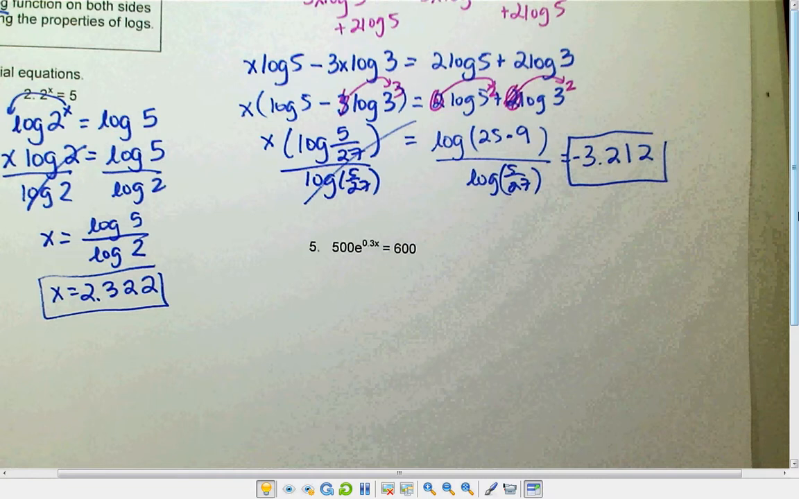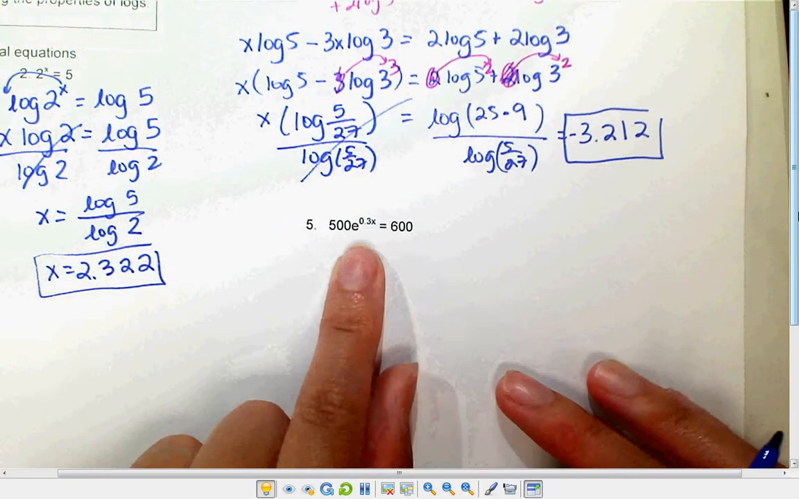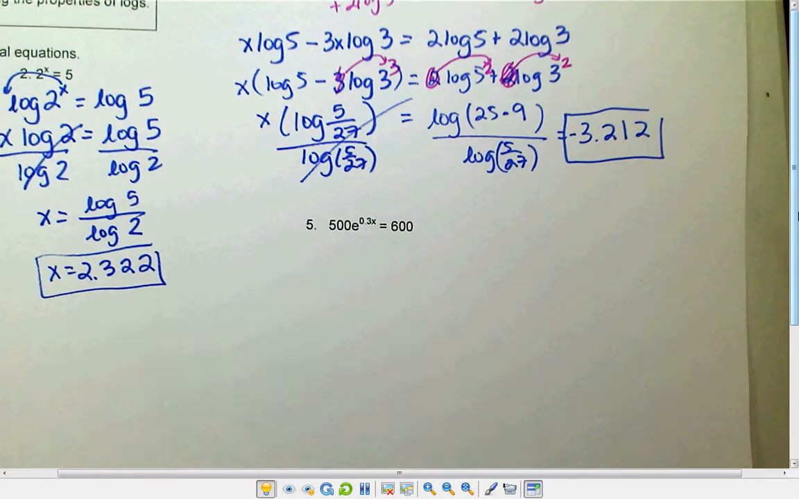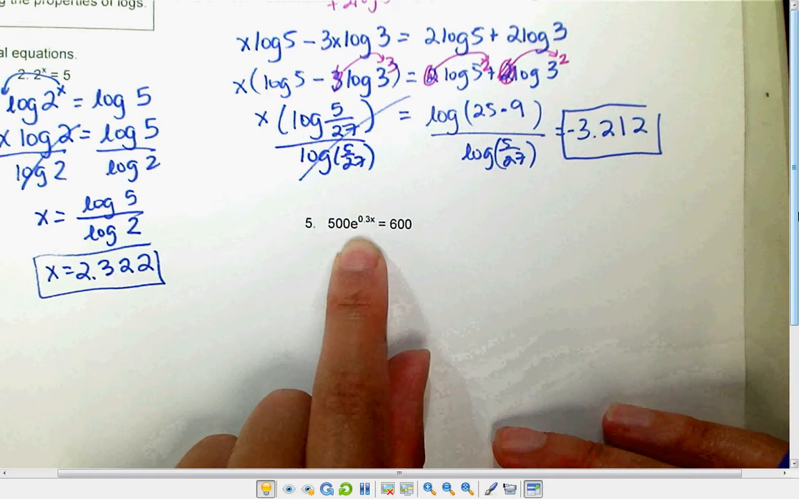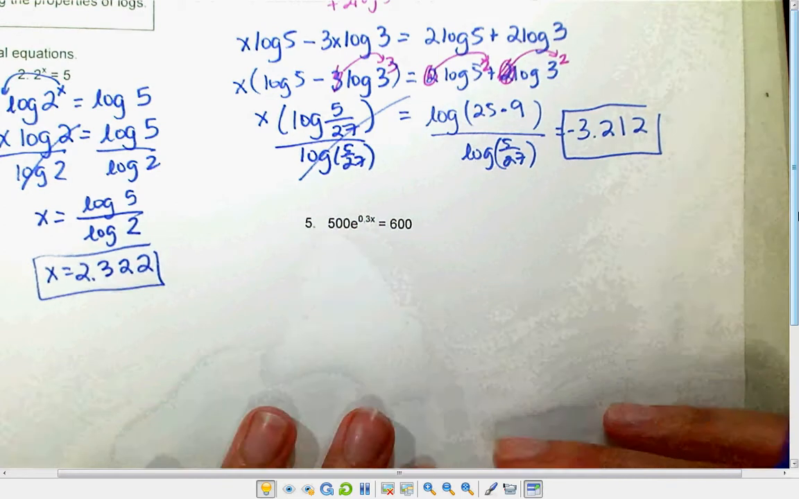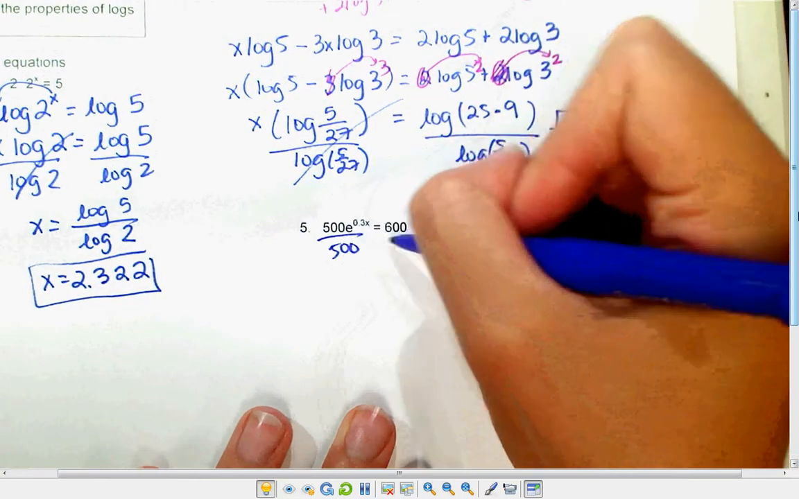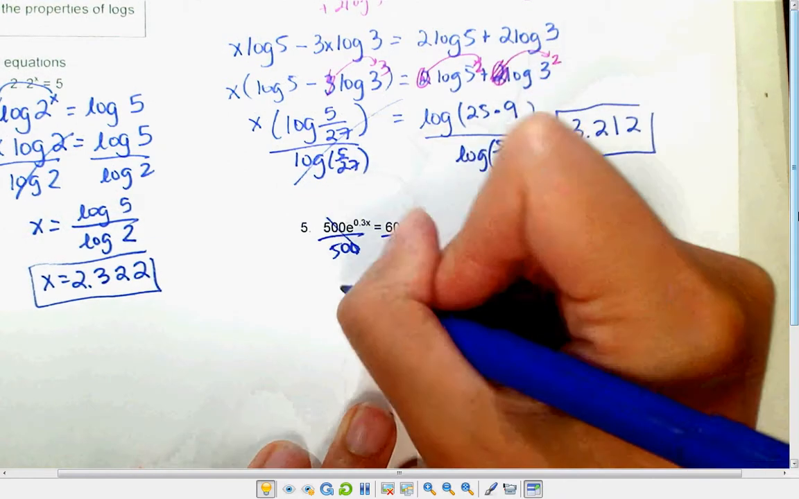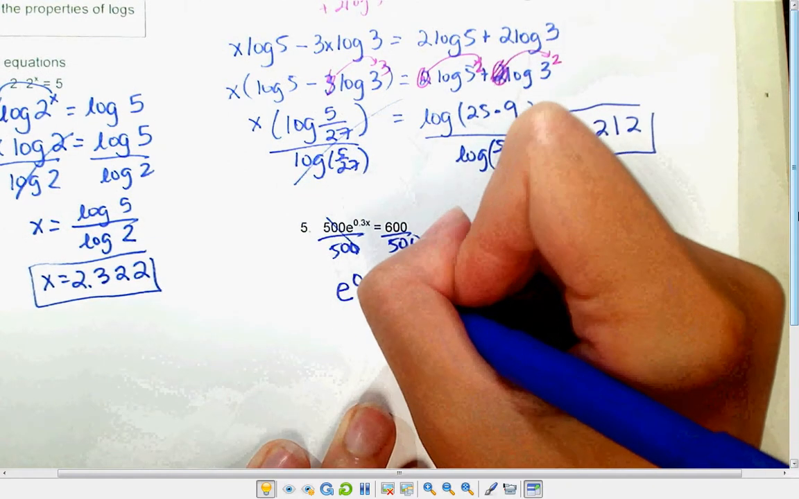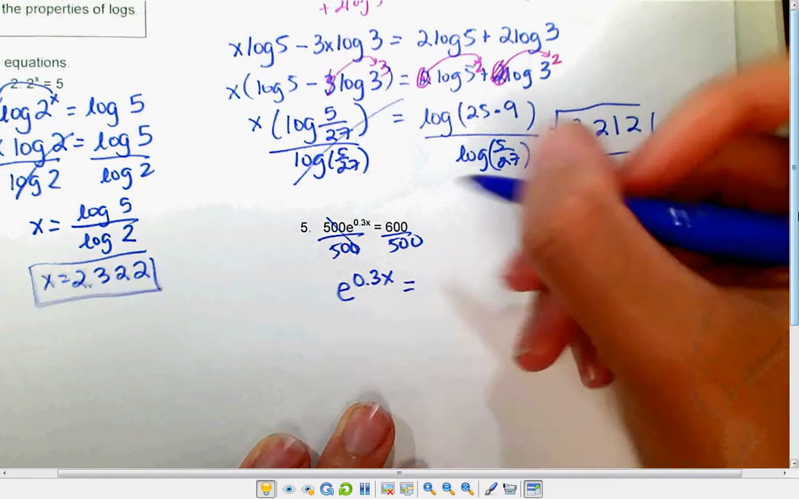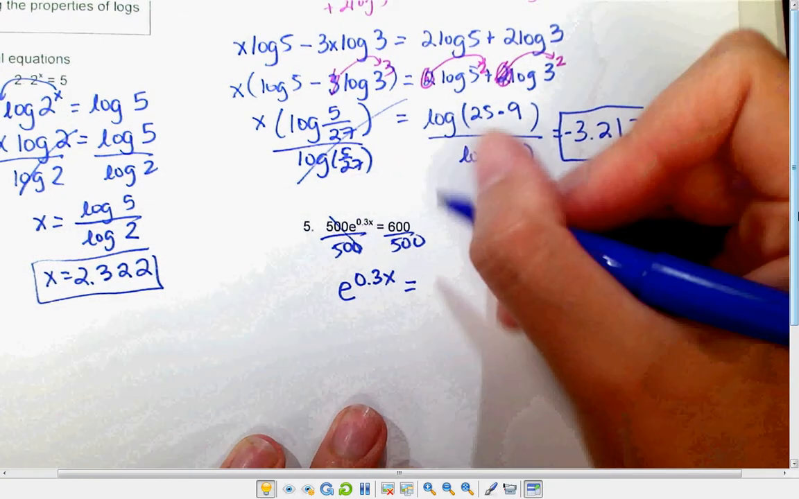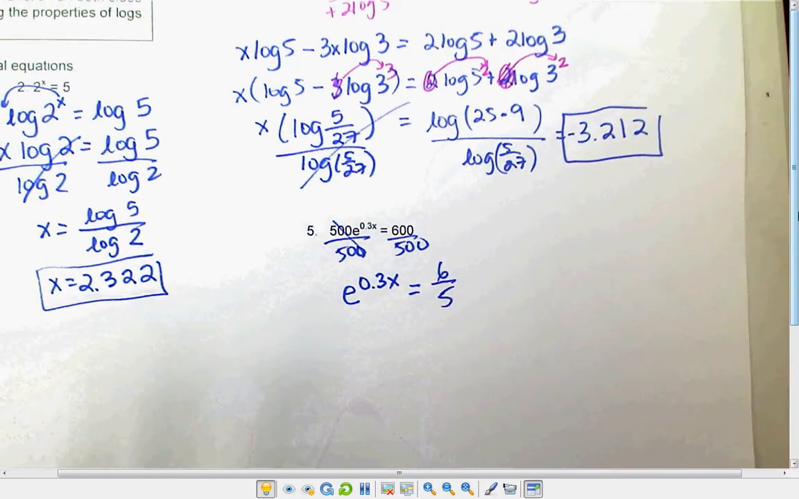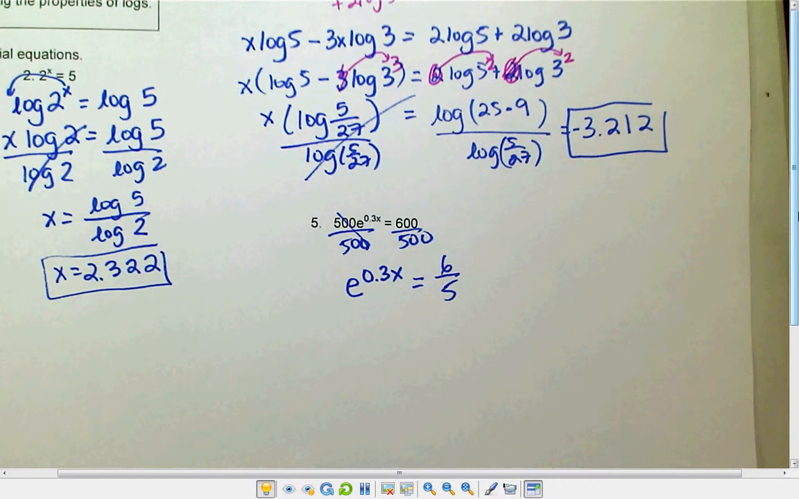Okay, one more problem for number 5. This is the first one where we have an e. So again, we first need to get the exponential function by itself. So I'm going to get rid of this 500 by dividing. This leaves me e to the 0.3x equals 600 divided by 500. I can just simplify to 6 over 5, right, since all those zeros cancel out.